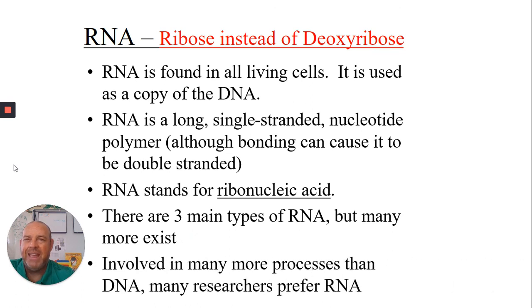And then there's three main types of RNA. You probably remember mRNA, tRNA, and rRNA. There's actually more than that, and we'll get to that later in the year in genetics. But RNA is actually involved in far more processes. DNA just holds the code. RNA actually does things. So a lot of scientists think RNA is far more interesting than DNA.